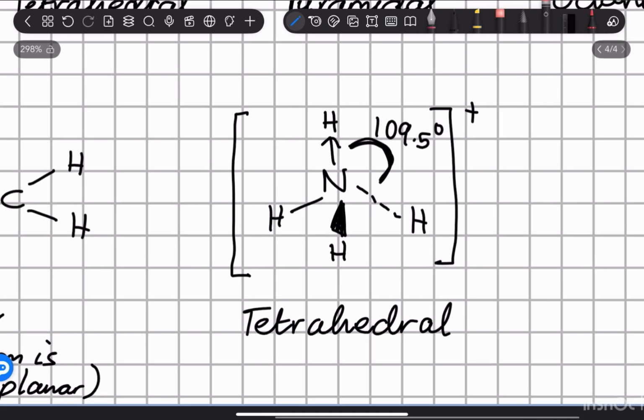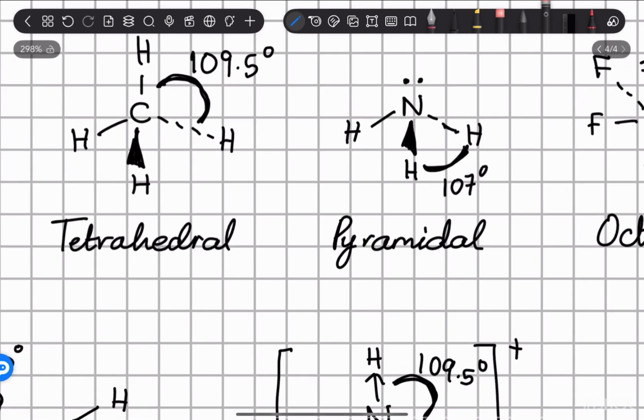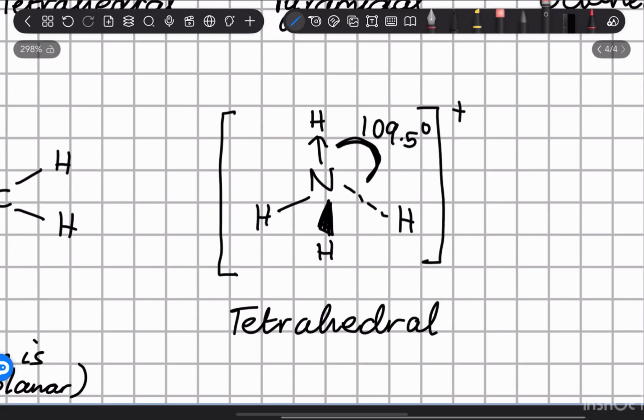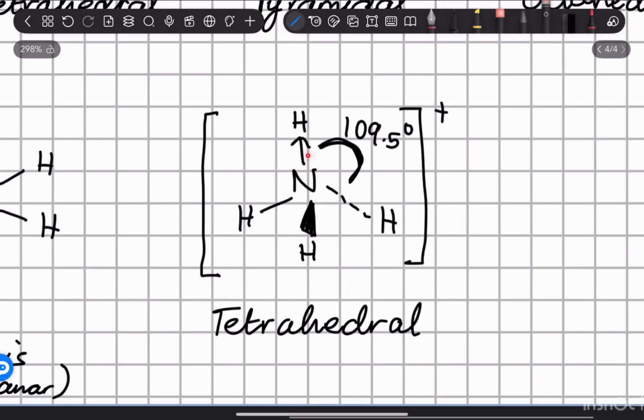And I would like to show you the difference. So this pyramidal shape can become a tetrahedral shape once it bonds to another hydrogen, as I demonstrated in dative bonding. The ammonia base becomes an ammonium ion once it gets that proton, and it'll give you that bond angle that's present in methane.